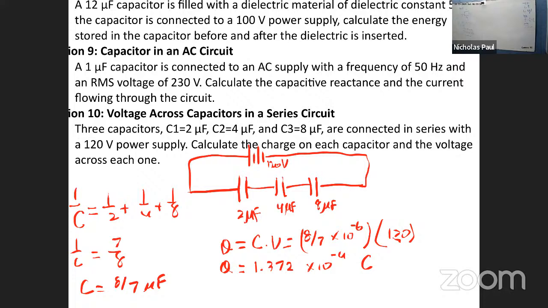All okay with that? And then we have to find V1, V2, and V3. V1 will be 1.372 divided by, and this number you're going to cancel out.